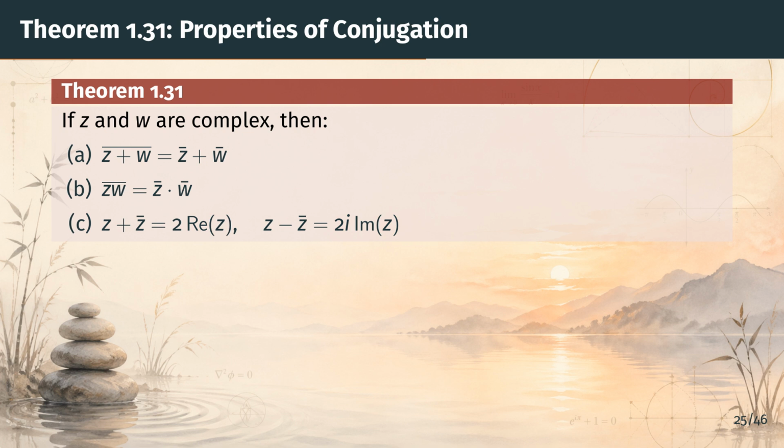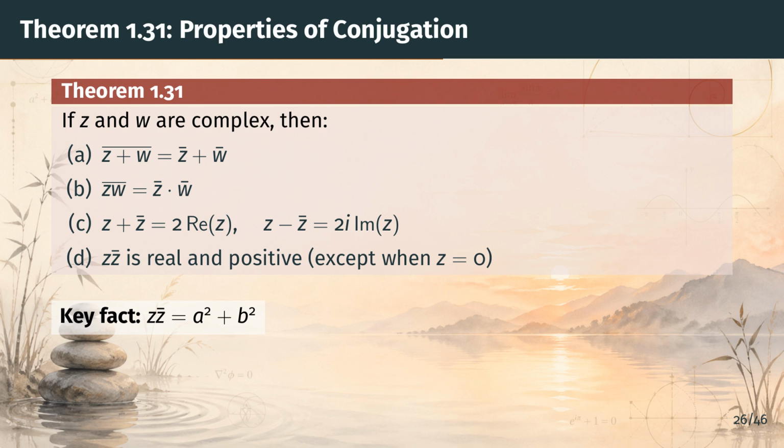Finally, the most important property. Part D is especially important. The product z times z bar always gives a non-negative real number. This quantity is 0 only when both a and b are 0. That is, when z is 0. Otherwise, it is strictly positive. This product is the foundation for defining the absolute value, which we introduce next.